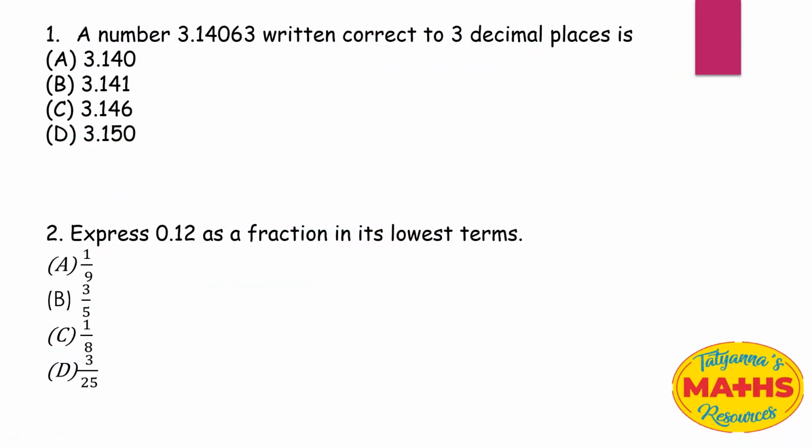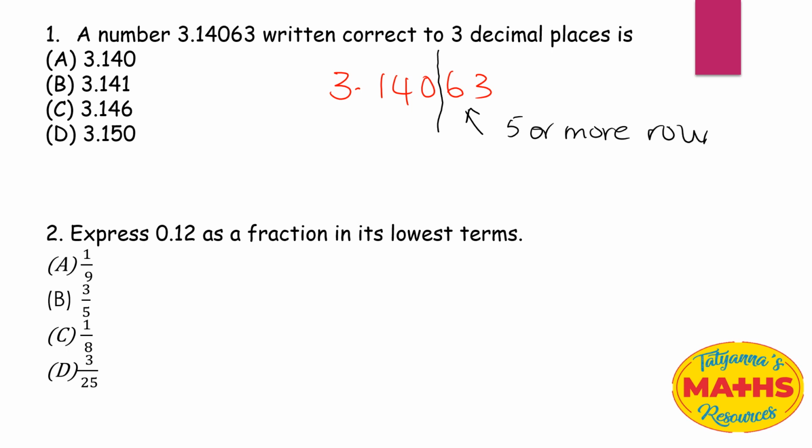Here we have question 1, and it says, a number 3.14063 written correct to 3 decimal places is. So our number is 3.14063. So we're going to count. Let's identify 1, 2, 3. So we're going to draw a line here. And the rule is we're looking at the lower place value. And if it is 5 or more, you round up, which means to add 1 here, the place value above.